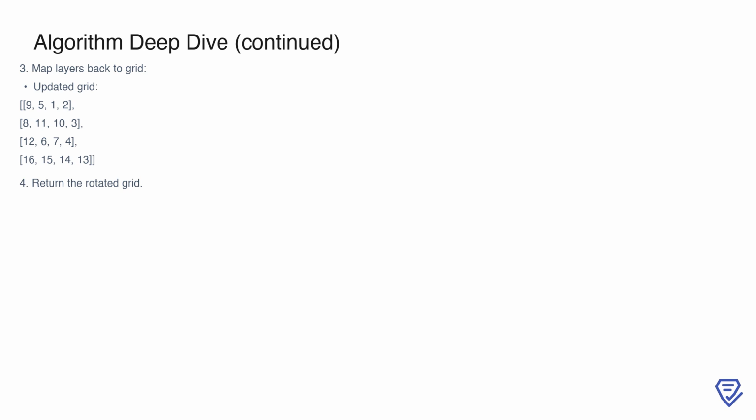Layer 0, which is the outermost loop, includes elements from the top row, right column, bottom row in reverse, and left column in reverse, resulting in 1, 2, 3, 4, 8, 12, 16, 15, 14, 13, 9, 5. Layer 1, the inner loop, contains 6, 7, 11, 10. Next, we rotate these layers by 2 steps.